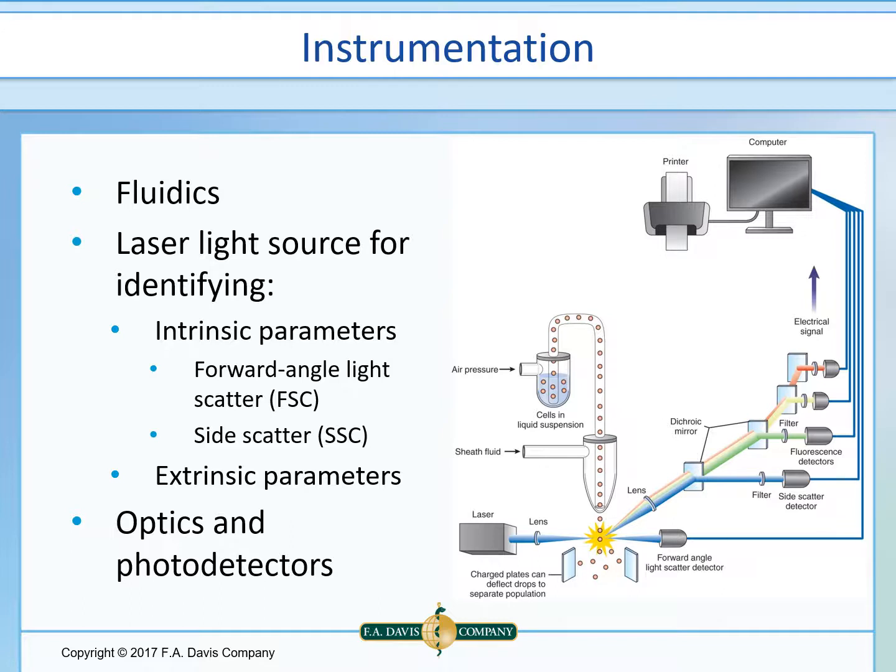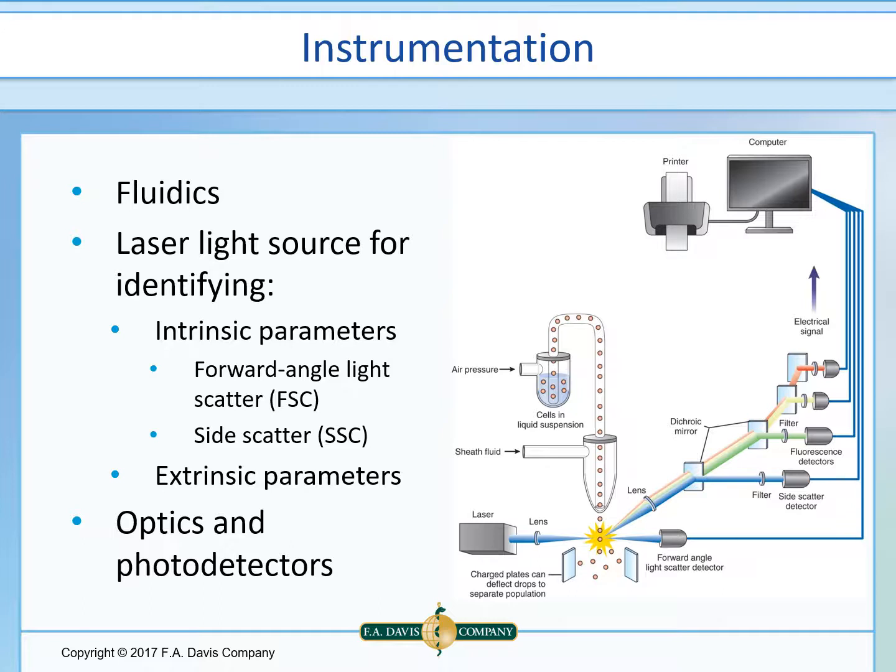Each time a cell passes in front of a laser beam, light is scattered and the interruption of the laser signal is recorded. As a result of the cells passing through the laser, light is scattered in many directions. The amount and type of light scatter can provide information about the cell's physical properties.